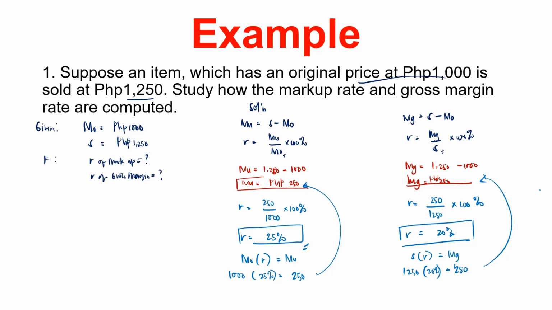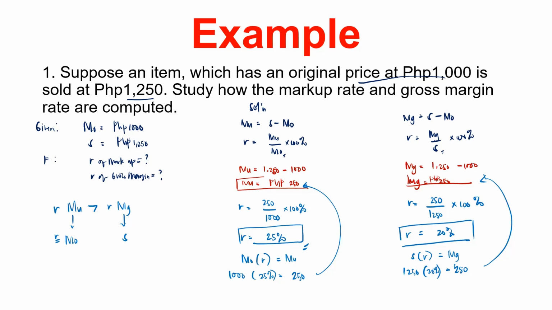Ngayon, the idea here, class, lagi niyong tatandaan na mas mataas si markup rate kesa kay gross margin rate. Mas mataas ang rate ni markup kesa sa rate ni gross margin. Bakit? Because ang tinitignan na figure ni markup ay si cost price. Ang tinitignan na figure ni gross margin ay si selling price. Kaya kailangan laging mas malaki in terms of rate si markup kesa kay gross margin.